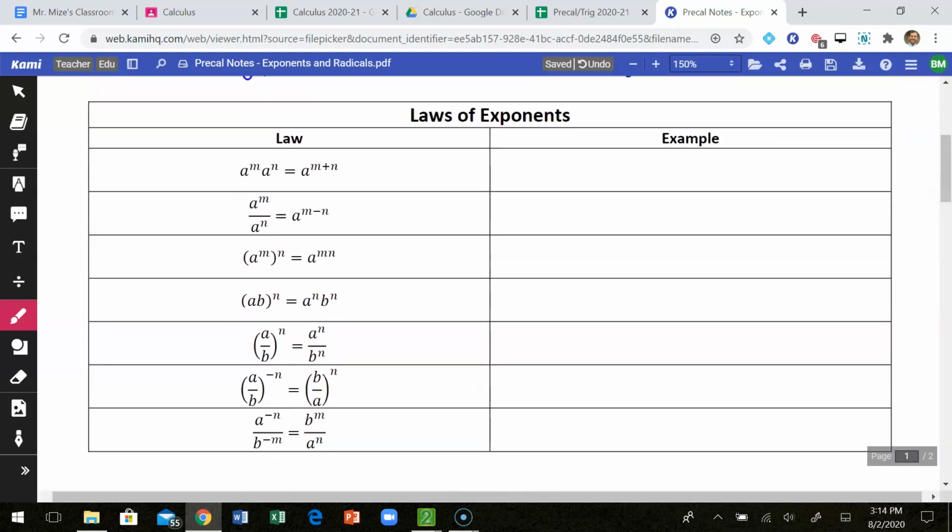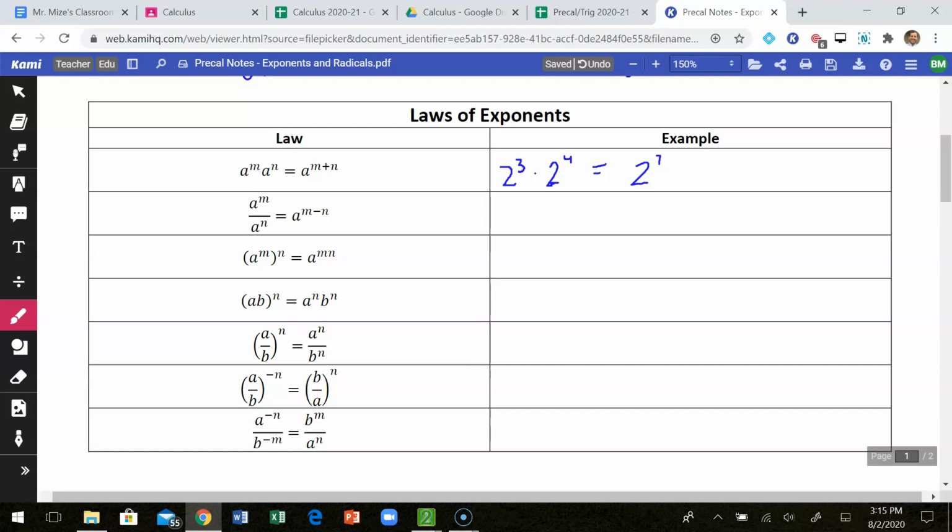Some laws of exponents. You should have learned all these in Algebra 1 at some point in time. So if you have the same base, if you are multiplying those things of the same base, you can simply add the exponents. So if I had 2 to the 3rd times 2 to the 4th, that becomes 2 to the 7th. I add the exponents there. Which should make sense because you basically have 3 2's multiplied together and then 4 2's multiplied together.